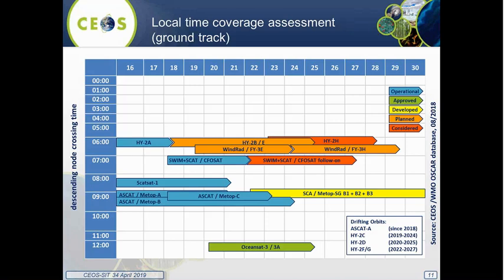So if it has a descending node at 6 o'clock in the morning, it will also have an ascending node at 6 o'clock in the evening. So there's a 12-hour difference between ascending and descending local overpass time because of the polar satellite orbit around the Earth. So if you look at only 12 hours of the day, and the overpass time for sun-synchronous satellites is the same every day, you can actually plan when these satellites will overpass.